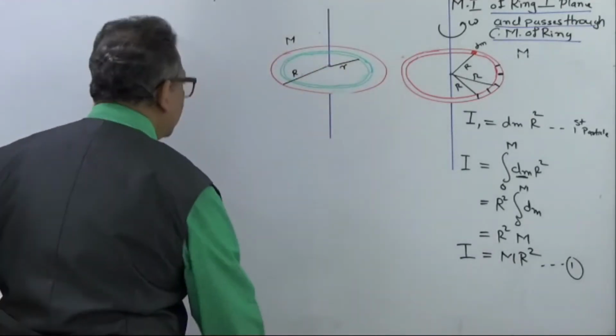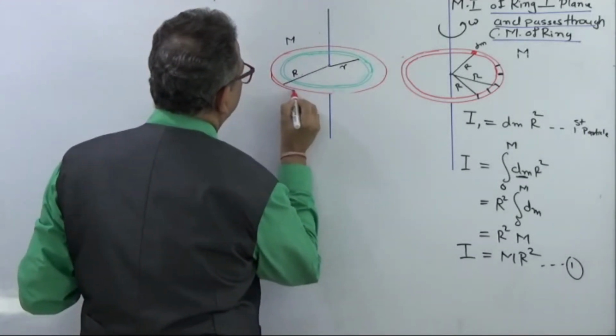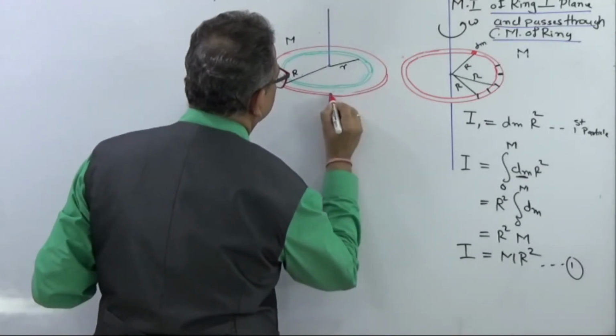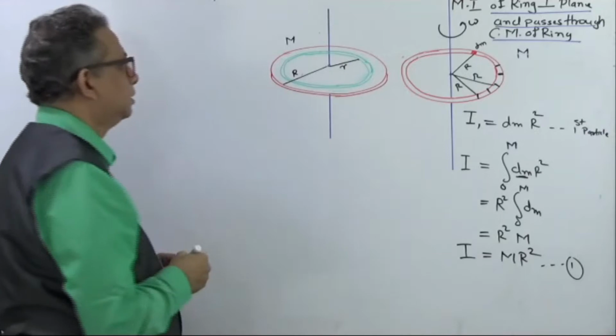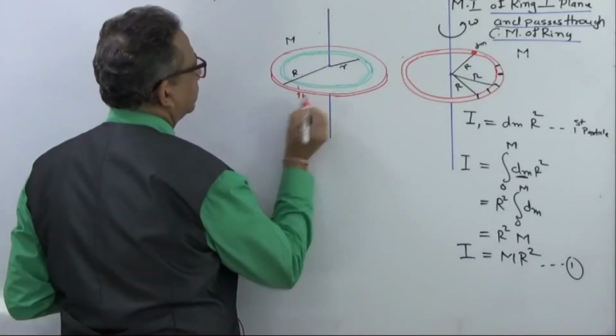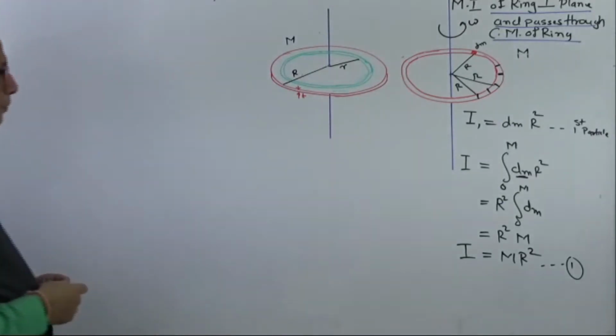Okay, I will just show this thickness. I thought I could do without the thickness, but I will show you the thickness of this disk. So now let the thickness of the disk be given as T. This is the thickness of the disk, correct?